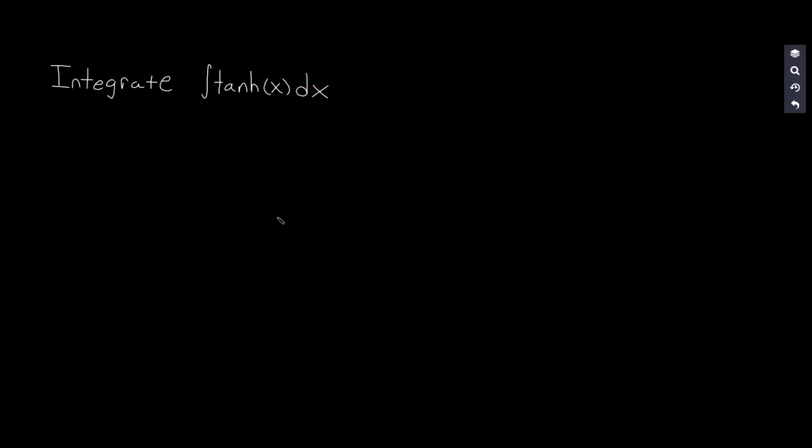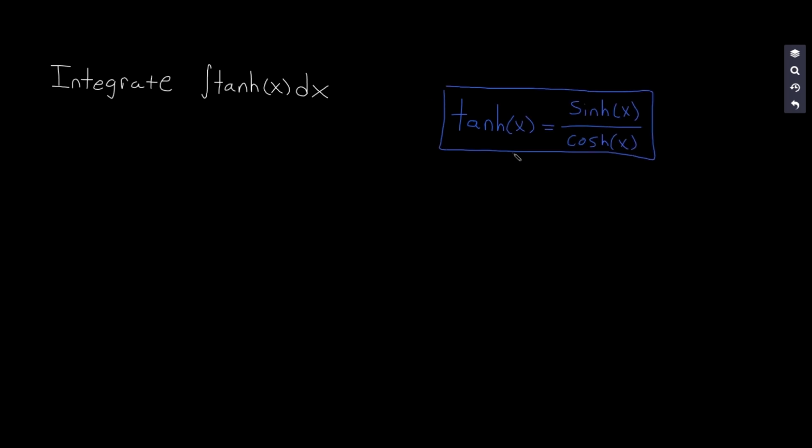All right. So at this point, we're told to integrate the indefinite integral of tanh of x. To do this, we need to rewrite tanh of x. We've already established that tanh of x equals sinh of x over cosh of x. Because of that, we can rewrite this integral right here.